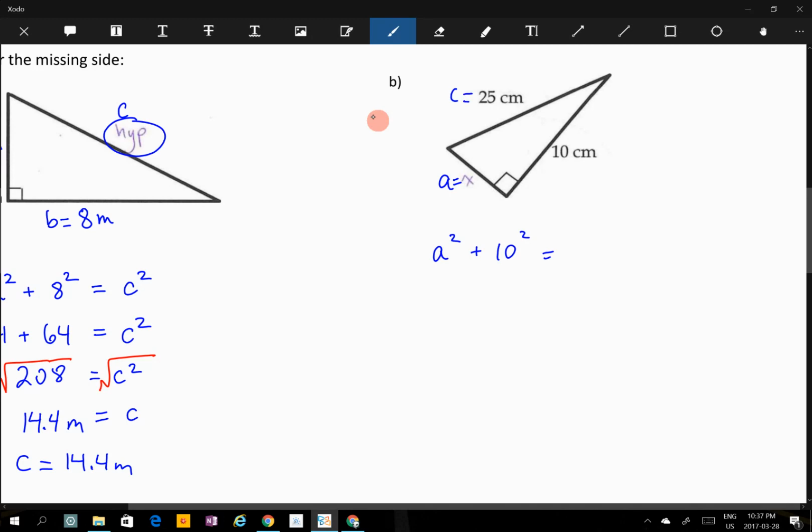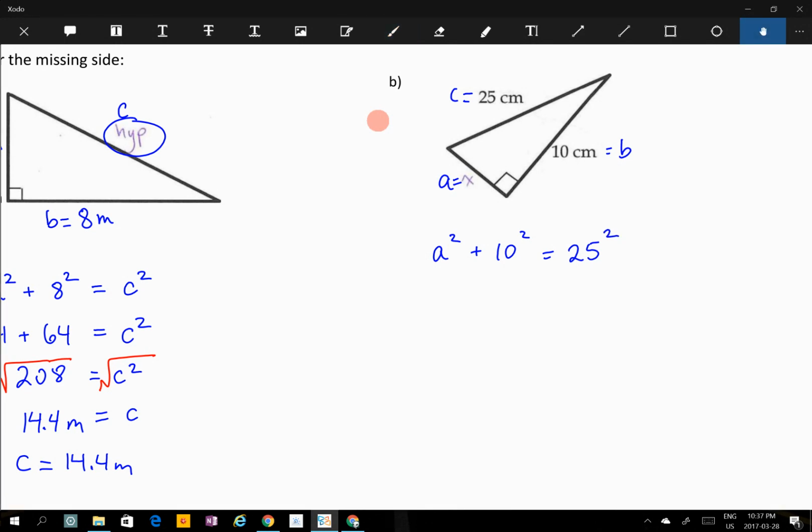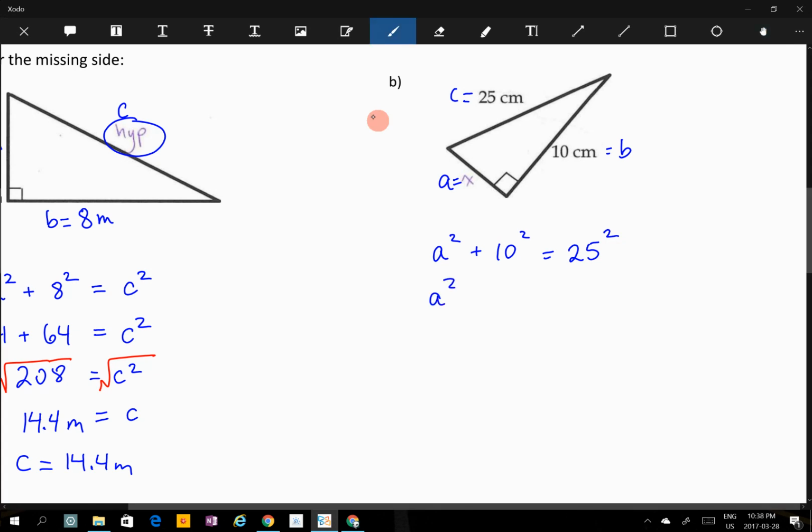So this is going to be c, and this is going to be side b. So it's 25, not 25, but 25 squared, right? C squared. And remember, now the goal is to isolate a. So first I can simplify some things here. So a squared, 10 squared is 100, so plus 100. And 25 squared is 625.